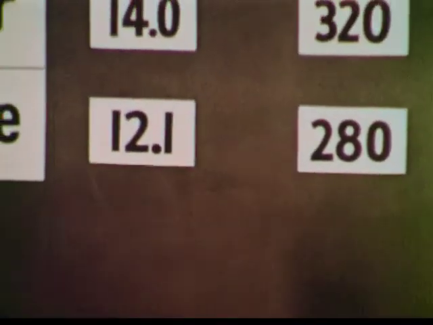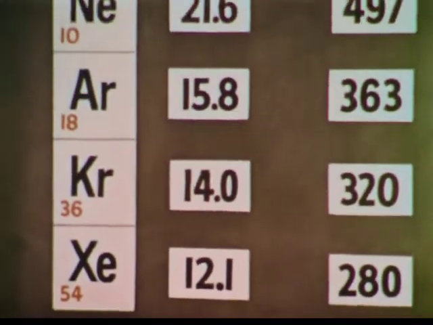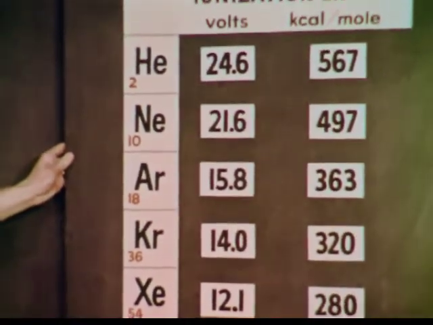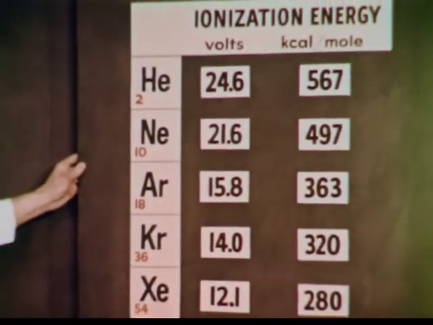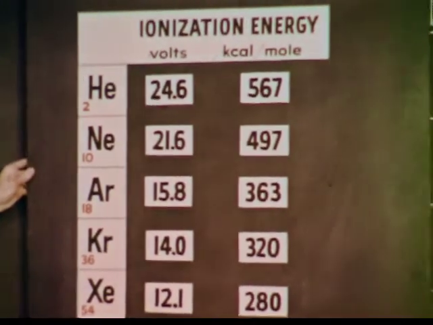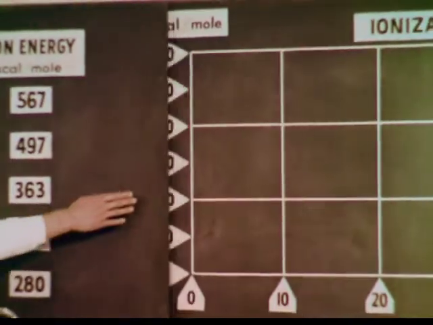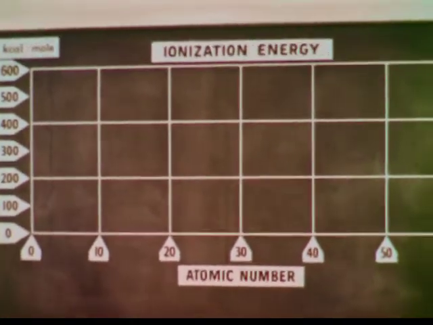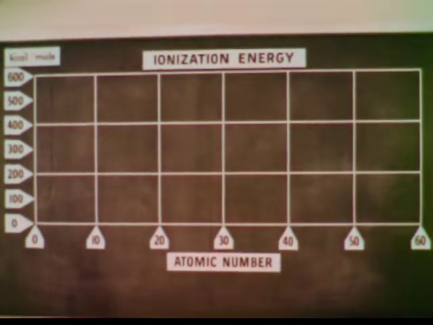From the book, we've added the ionization energies of krypton and neon to our list. We see now how the ionization energies are related to the atomic numbers. The values are all high. Remember, the value for sodium was only 118. Let's plot these ionization energies against atomic number and observe the trends as related to the periodic table.